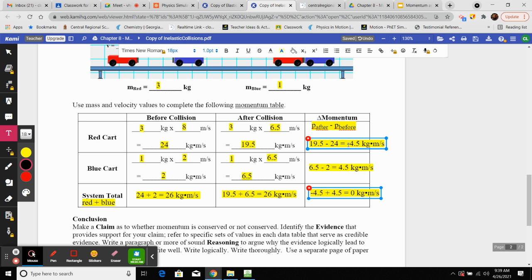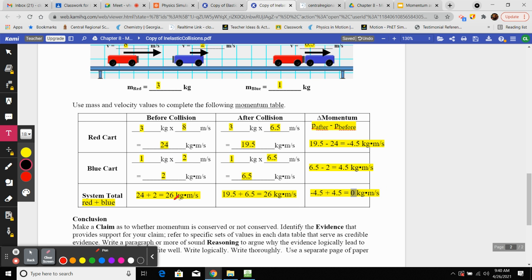So the net change, guys, turns out to be the red car changed its momentum. It lost 4.5 kilograms times meters per second worth of momentum, where the blue car gained 4.5 kilogram meters per second worth of momentum. So the overall change in momentum for the whole system is 0, which makes sense because the momentum beforehand, this 26, equals the momentum afterwards, this 26. Okay, so make sure you use that somewhere in your conclusion.